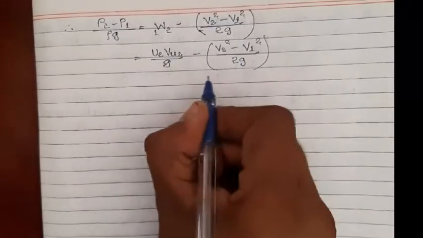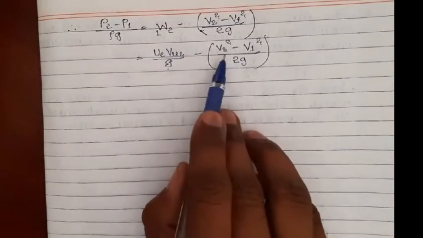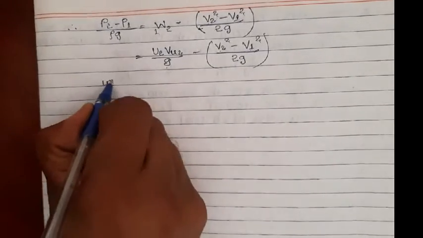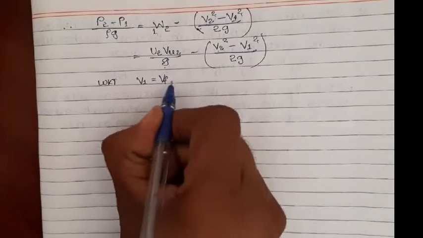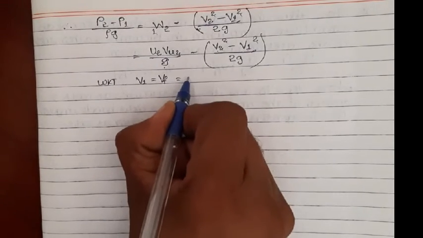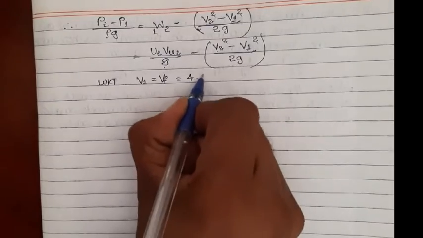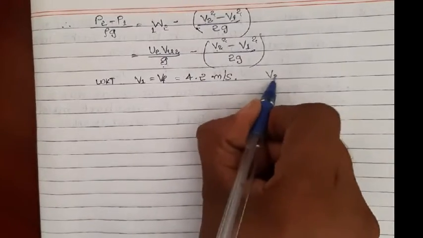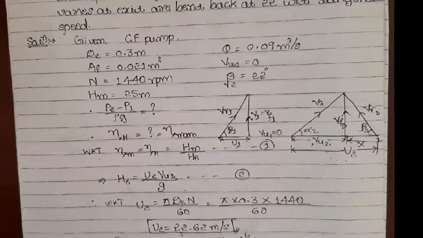Now what are the unknowns here? Do we know all the values? U2 VU2 by g we have just calculated, but do we know V2 and V1? Let me check. So now we know that V1 is equal to Vf1, isn't it? So its value will be 4.29 meter per second, but we do not know what is V2. So let us calculate the value of V2.